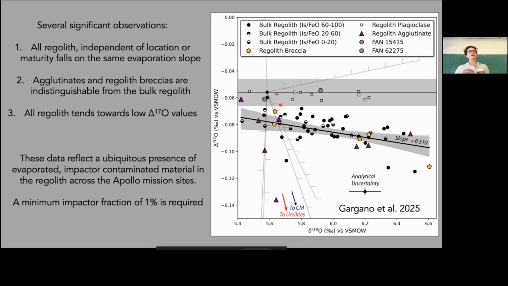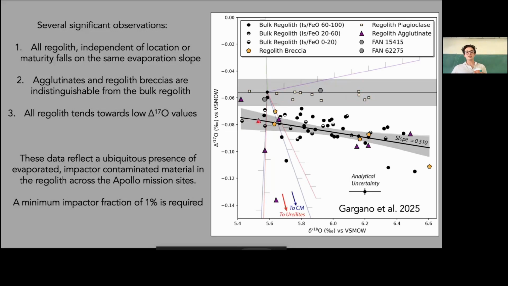So all the regolith, independent of the location it was collected or its maturity, falls in the same slope. If we look at the macroscopic particles from that bulk regolith, the agglutinates and regolith breccias, they're indistinguishable from that bulk regolith material as well. And all the regolith tends towards these low big delta 17 values. And the way we're interpreting this is that these data reflect a ubiquitous presence of evaporated and impactor contaminated material in the regolith across the Apollo mission sites.